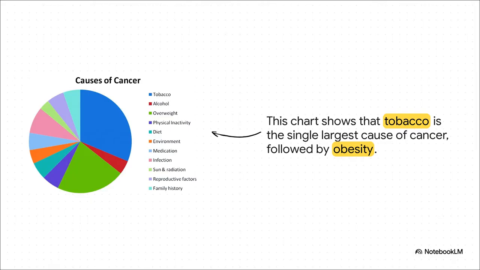This chart right here is such a powerful reminder of how much impact our choices can have on our cancer risk. I mean, just look at that. Tobacco is the single biggest cause by a huge margin. The next biggest is being overweight or obese. And this is absolutely crucial information because it means a really significant chunk of all cancers are, in theory, preventable if we make different lifestyle choices.